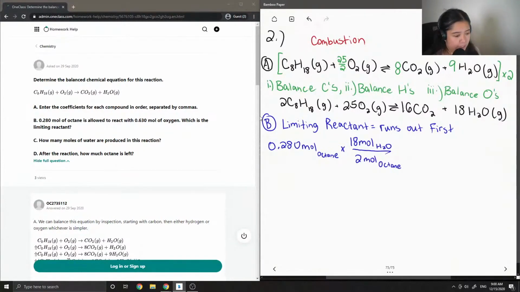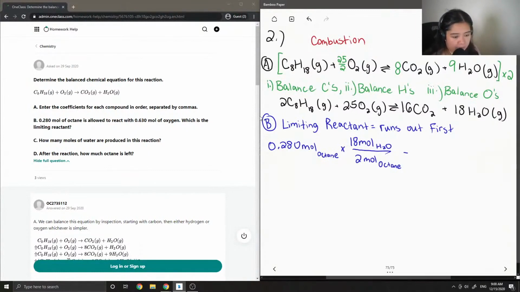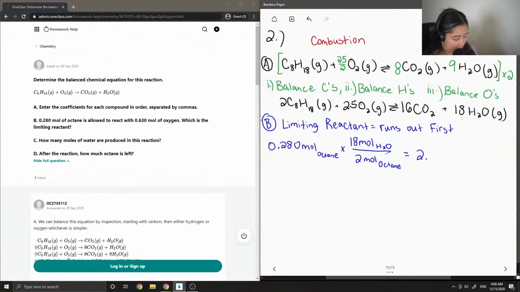That's why it's important to make sure that your reaction is balanced, because we can do the molar ratios and find out how much of our product we can actually form. Okay, so if we multiply 0.28 by the ratio 18/2, you should get 2.52 moles of H2O produced. Okay, so this is with octane.